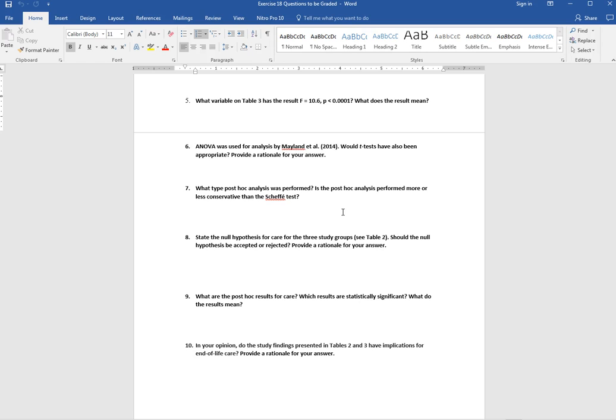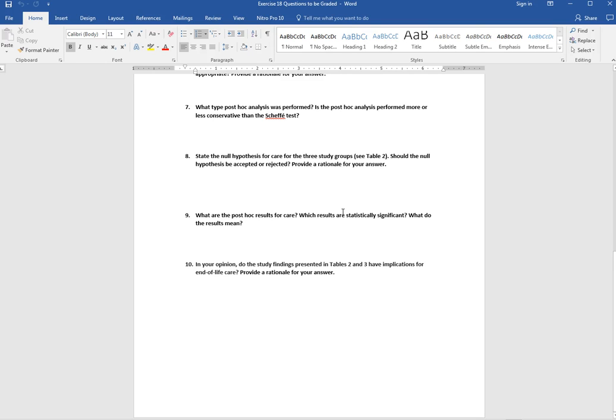So just kind of compare this to the Scheffé test. If you're not finding it in the chapter, maybe just Google the two. And I don't care if you are not experts in what these two tests are. Just kind of give a little explanation of each, maybe a sentence or two.